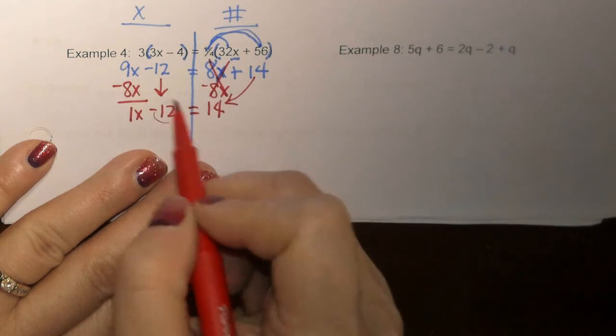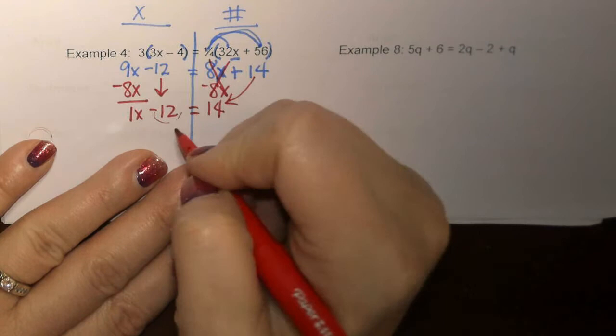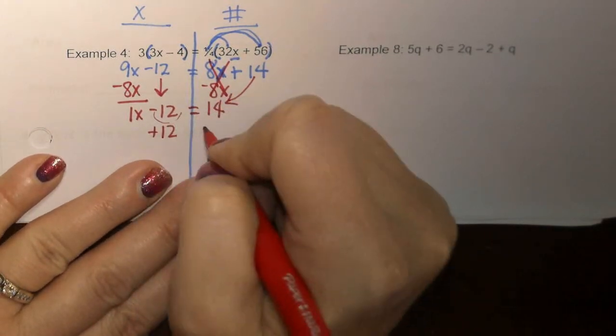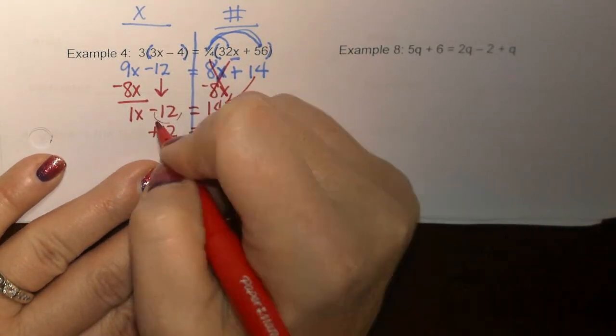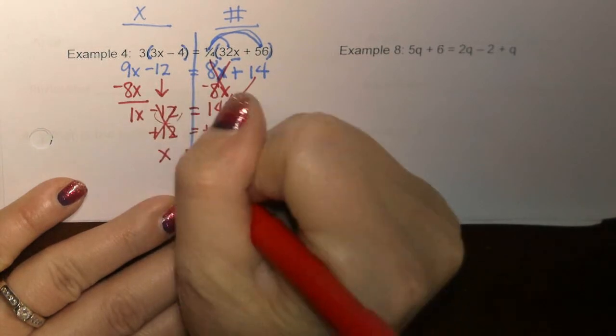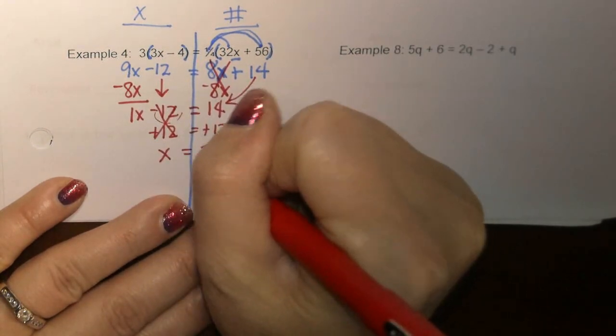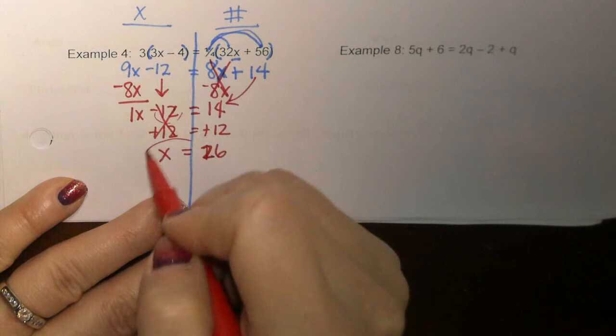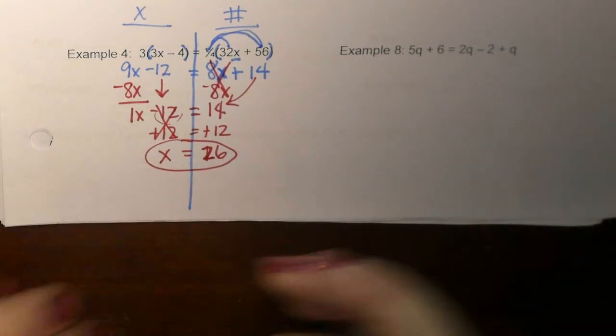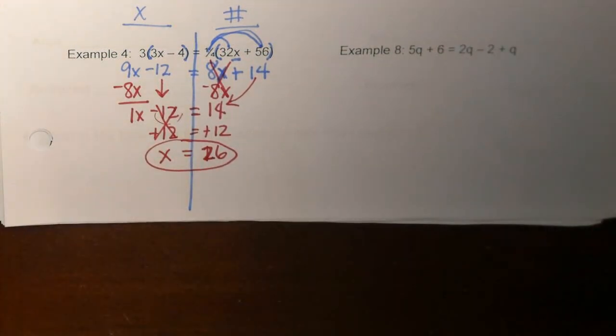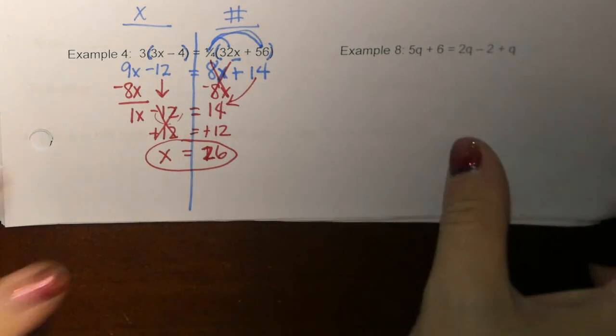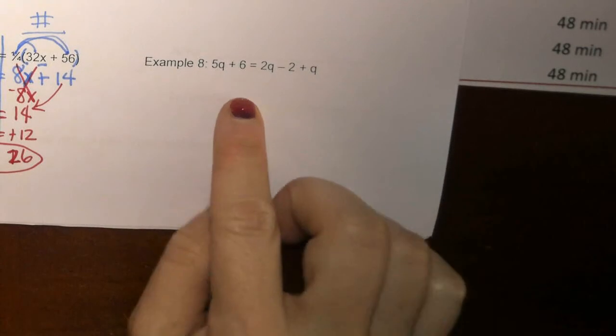So we need to move this number to this side so we can get the x by itself. So to do that, we're going to add 12 to both sides. And we get x equals 26. All right. So x equals 26. That one was a little bit tricky. Let's do this one over here.